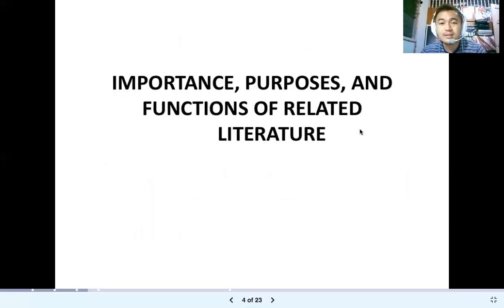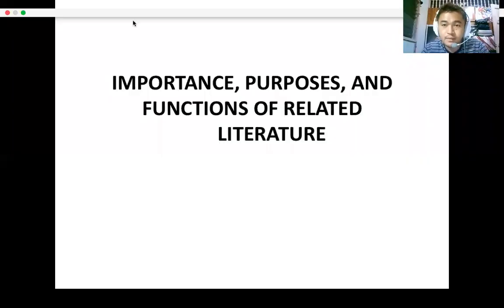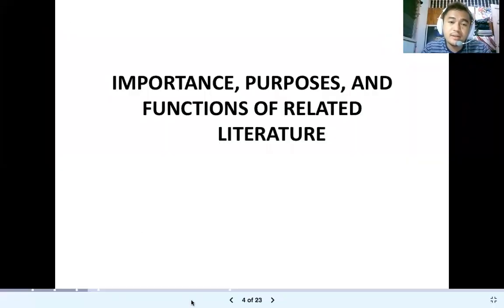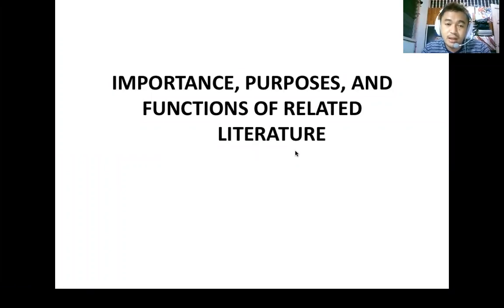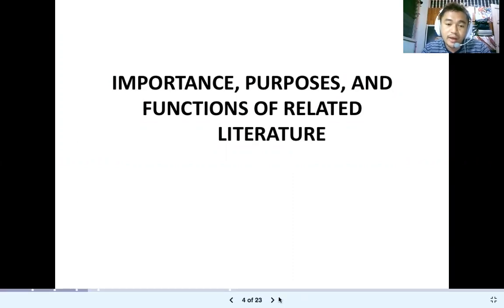And now let's discuss the importance, purposes, and functions of related literature. Okay, so this importance, purposes, and functions need to be discussed, because this is where you could actually point out why it is that you conducting research is relevant even up to this period of time, even during this time that we have the pandemic.